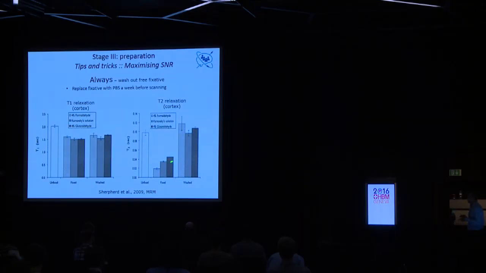However, if we just take the sample and put it in PBS for about a week to wash out the fixative, then we actually can restore T2. This has been shown for cortex, but exactly the same holds for white matter. So always take your tissue and place it in a can with PBS about a week before the scanning time.